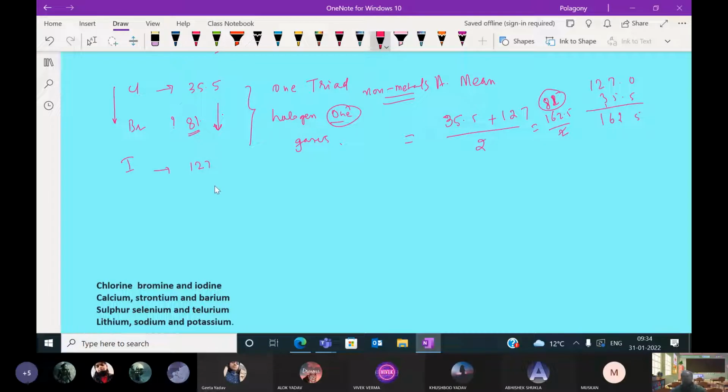So this was the classification, but if you start to apply this law of triad system to all elements, particularly transition elements like nickel, chromium, molybdenum, this law of triad system is not applicable, not successful.